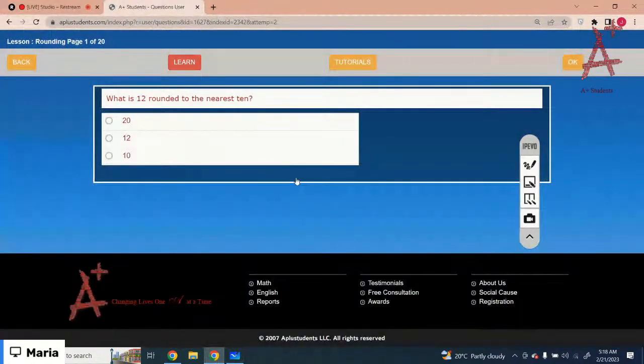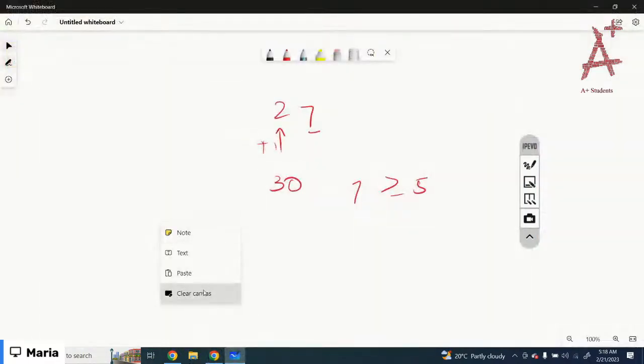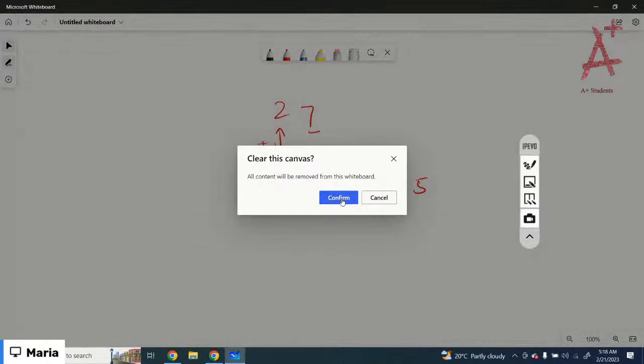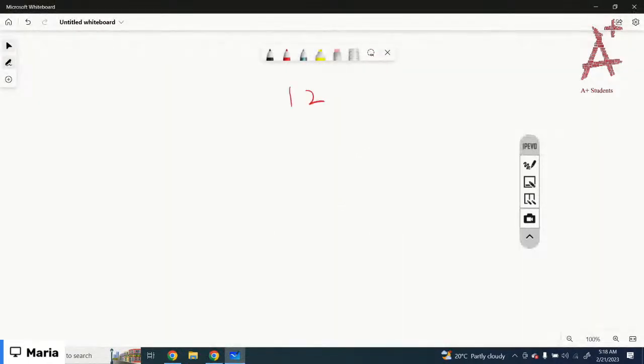Okay. The first one is, what is 12 rounded to the nearest 10? You have to round off 12 to the nearest 10. So you have 12. Got it? So the digit that is at the tens position is 1. Got it? Just look at the other digit. It is 2. 2 is greater than 5 or less than 5?